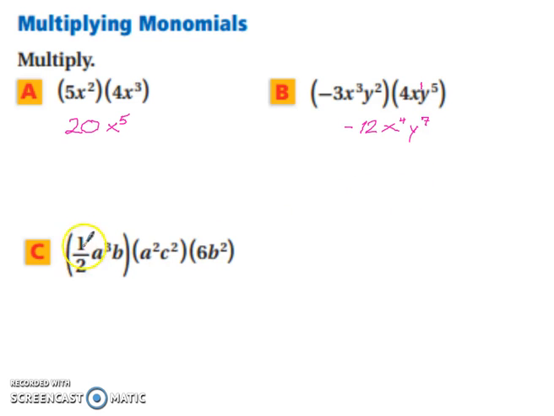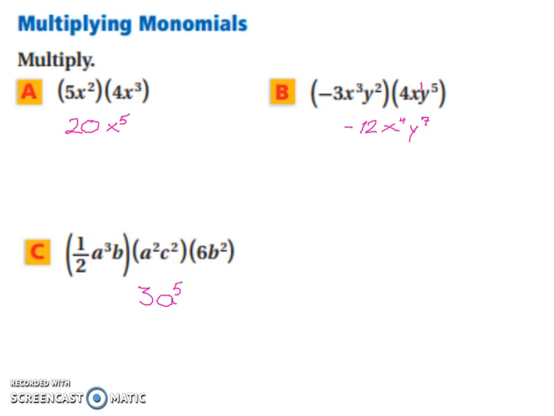It's no different when you have a fraction. You're still multiplying this half times 6, which in this case is 3. And now you have a. You have a to the third and a squared, and there's no a in this third term. So we end up with 3 and 2 making 5. So we have a to the fifth.